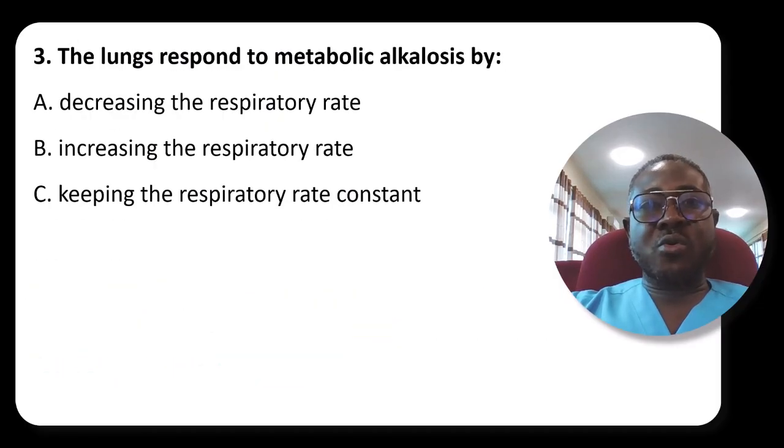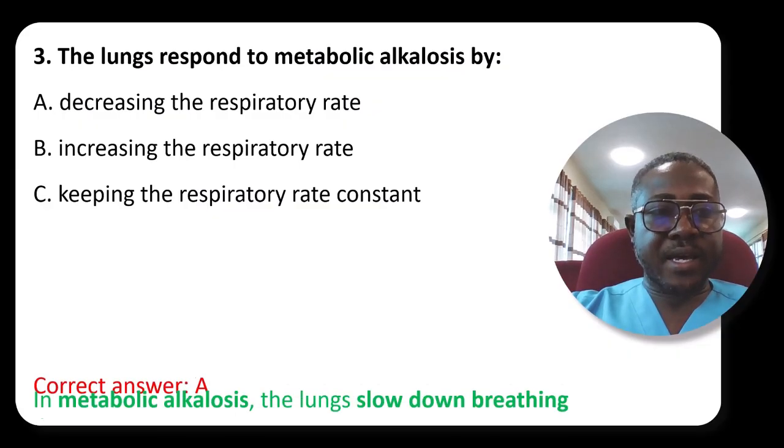The lungs respond to metabolic alkalosis by: A, decreasing the respiratory rate; B, increasing the respiratory rate; and C, keeping the respiratory rate constant. So what is the correct answer here? A, B, or C? Is your answer ready? Put it in the comment section and give us your explanation. The correct answer here is A.